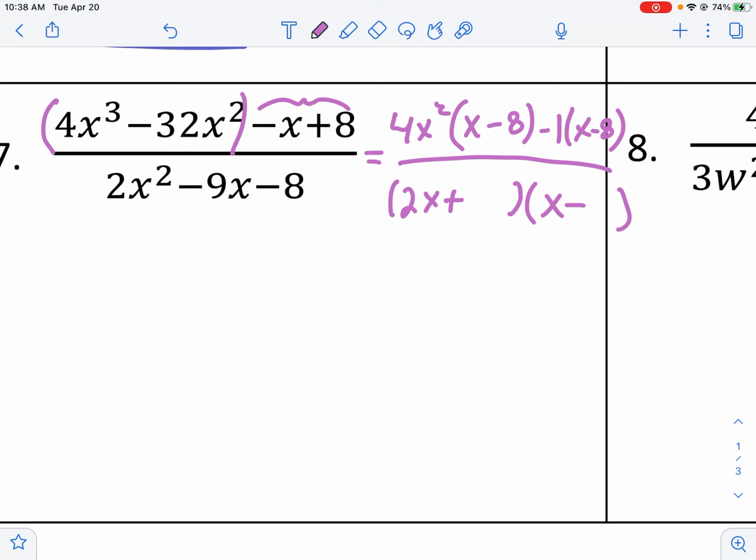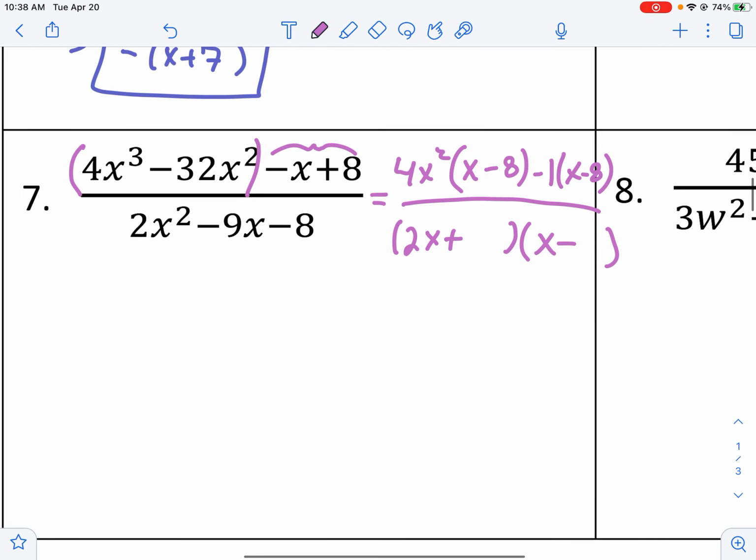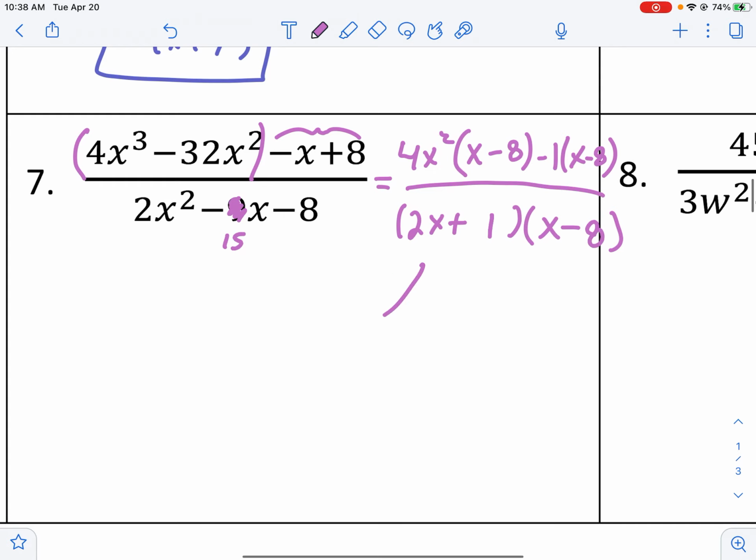I see that I have it changed on the key here. Sorry, this is supposed to be a negative 15 right here. So then 1 and 8 does work. Sorry about that, guys. Okay.